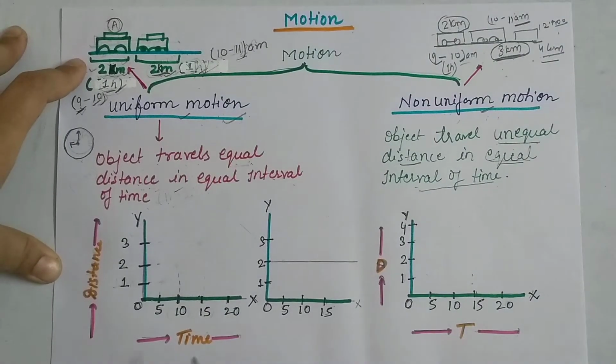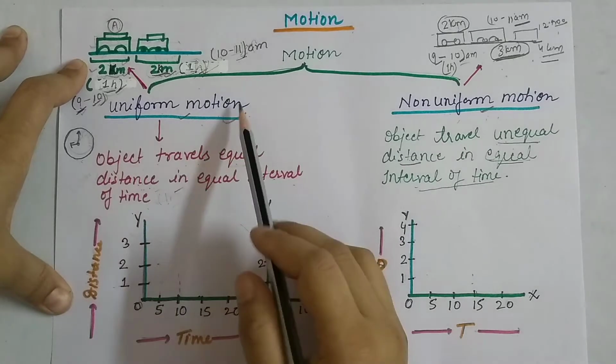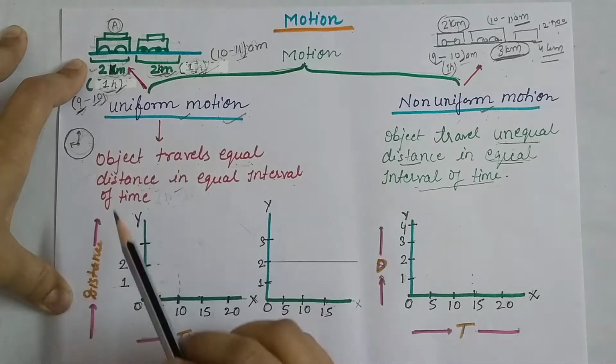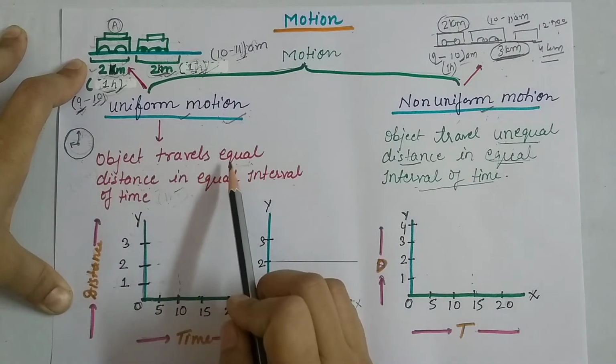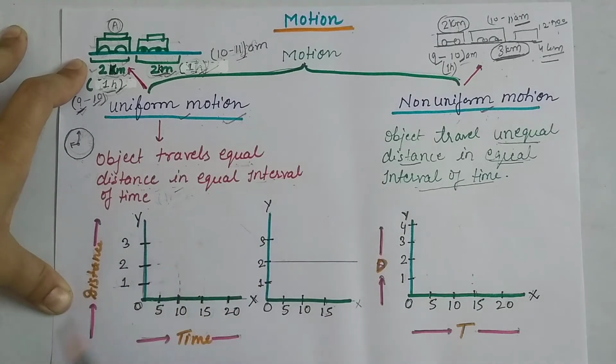Now let's see the graph. It's very important to identify uniform and non-uniform motion in the graph. You already know about uniform motion, meaning the object travels equal distance in equal interval of time.